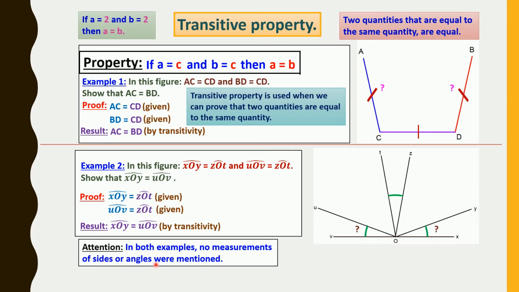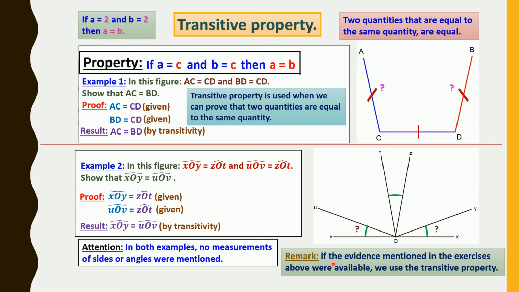So attention, in both example 1 and 2, no measurements of sides or angles were mentioned. So if we don't have any measurement, how are we going to prove the equality of these two segments or of these two angles? One of the methods is to use the transitive property in case the evidence given to us is enough to use this property.